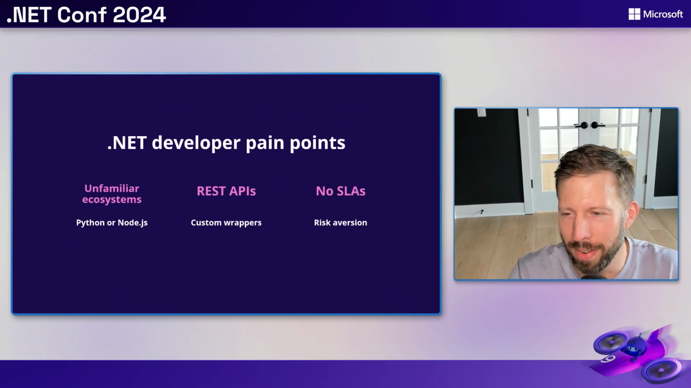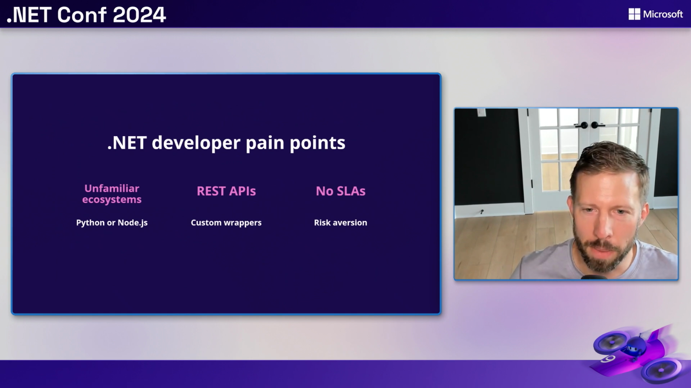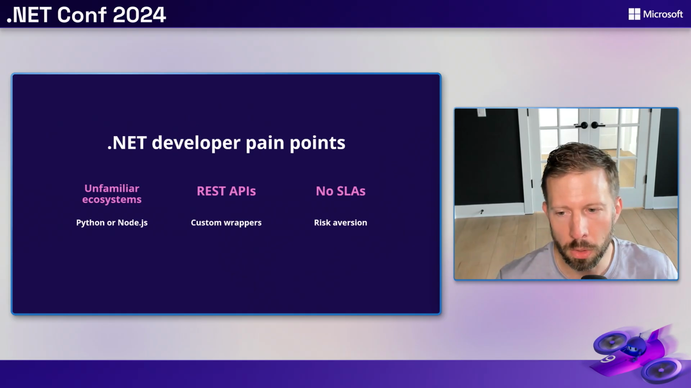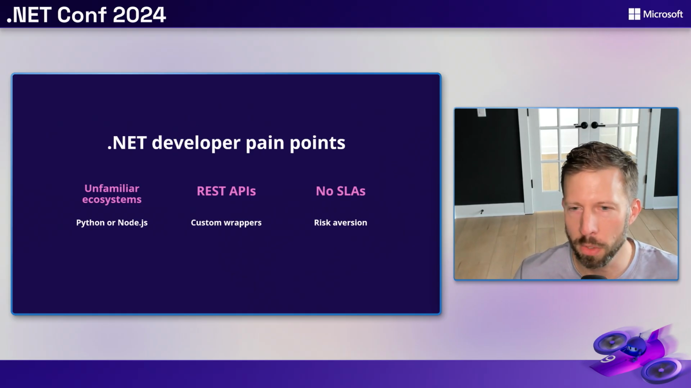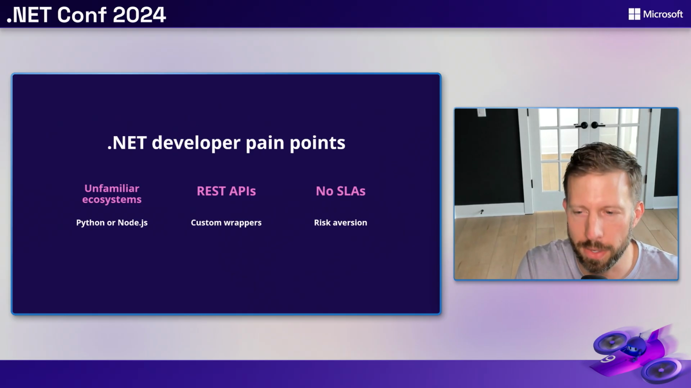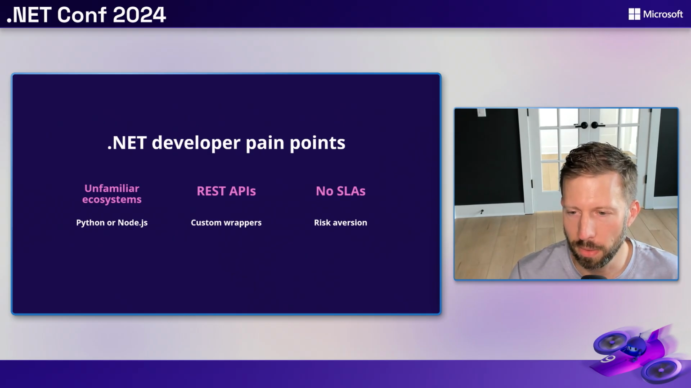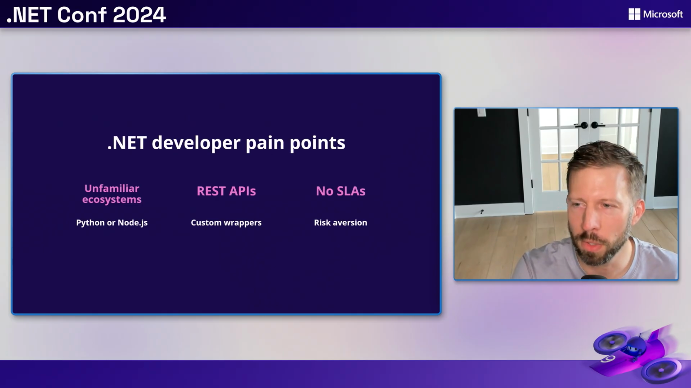The second category of feedback we heard was around REST APIs. It's this idea that, unfortunately, I'm not a Python developer. I'm not a Node developer. I truly do want to write C# code. That's where I'm most comfortable. And so that means I'm forced to craft REST API calls in C# to call those OpenAI REST APIs. But as we all know, if we've done this before, that is both painful and error prone.